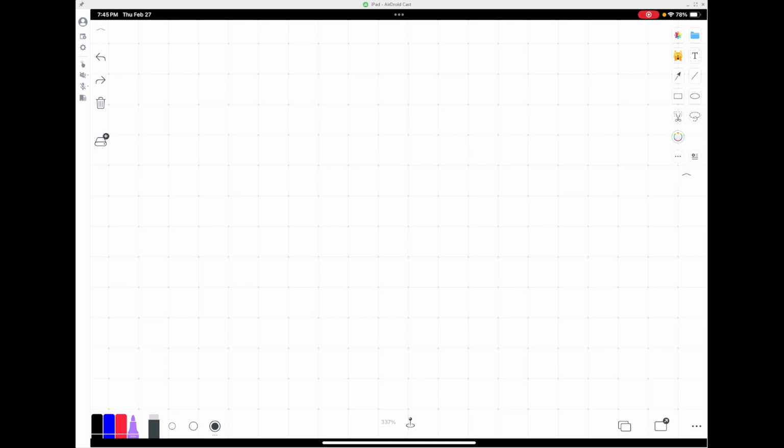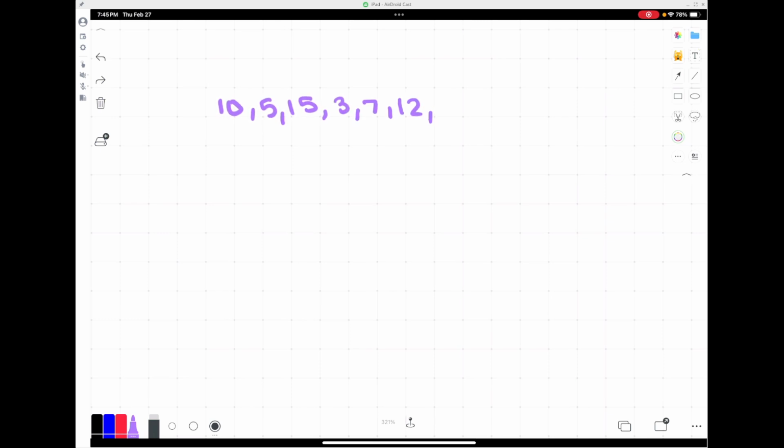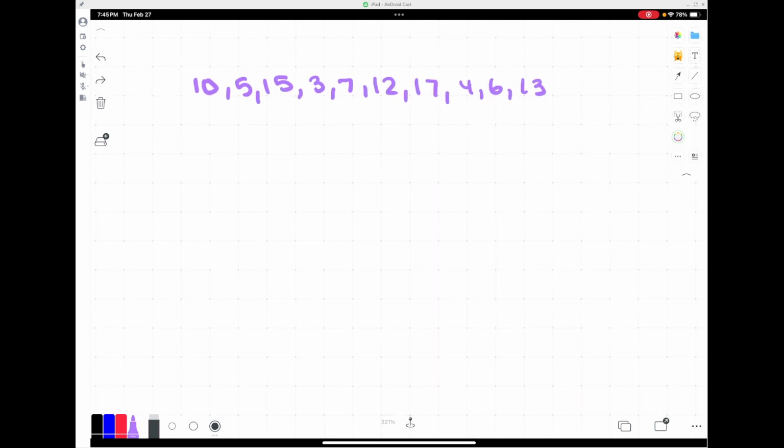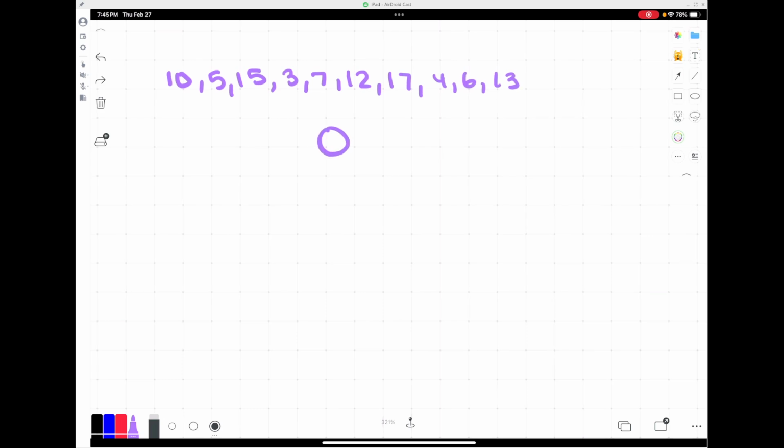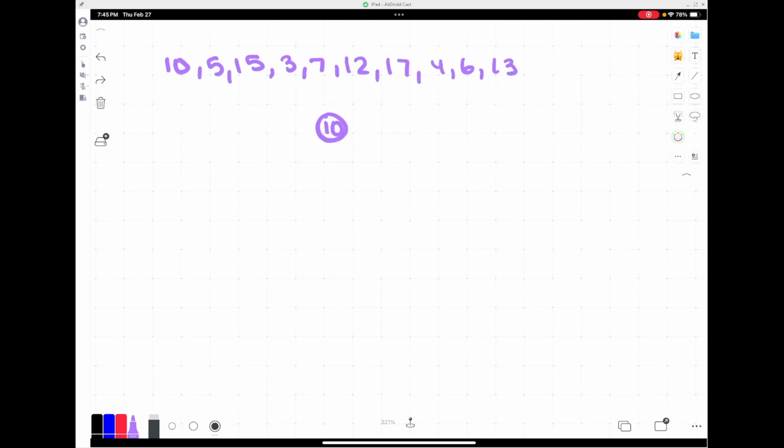So for this one, let's say that we're trying to insert these numbers: 10, 5, 15, 3, 7, 12, 17, 4, 6, and 13. And so the root would actually be 10, and then we would just insert in order.